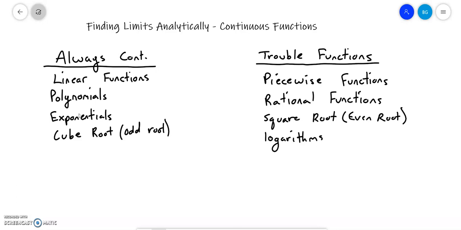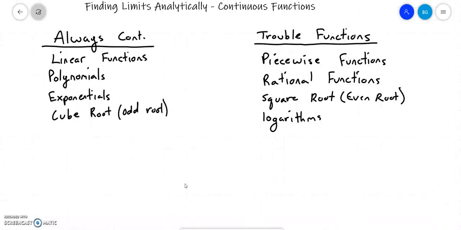So, if I'm looking at anything in my left column, almost always I could just plug that thing in and get an answer. My answer is my limit. If I'm on the right, I might have to be more careful. Maybe I should check out the graph. Maybe explore that function a little bit further before I just go and blindly start plugging things in. Now, we'll see in a couple examples here why sometimes just plugging it in and seeing what happens is not a bad strategy. But let's look at an example here.